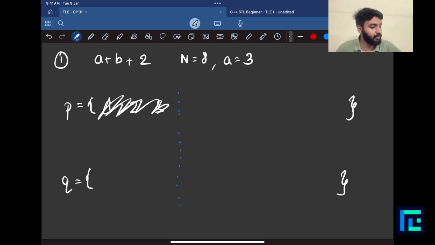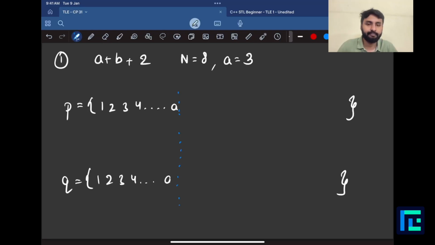I can say, okay, if I want an a-sized permutation over here, I can do 1, 2, 3, 4, and so on till a, and then I can do over here also 1, 2, 3, 4, and so on till a. Alright, this is good to go. Now let's talk about b.